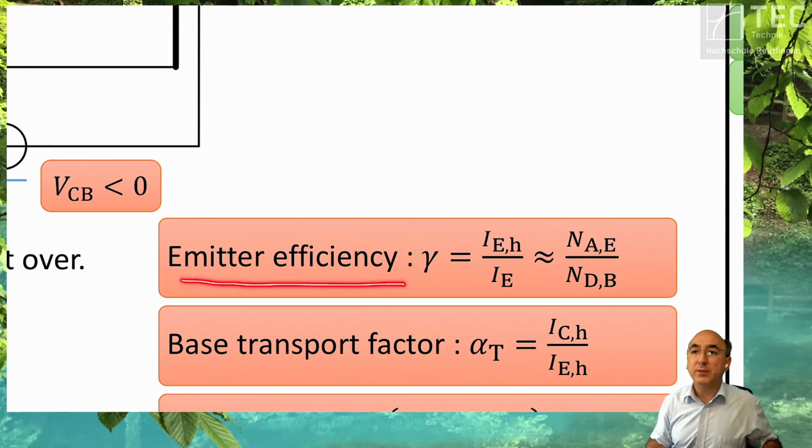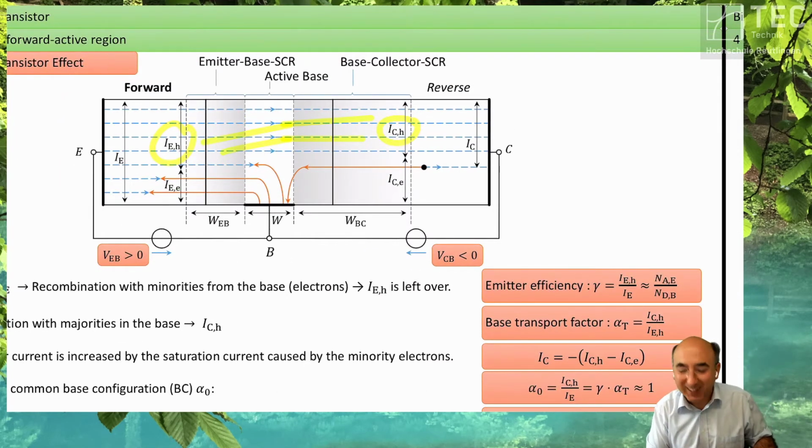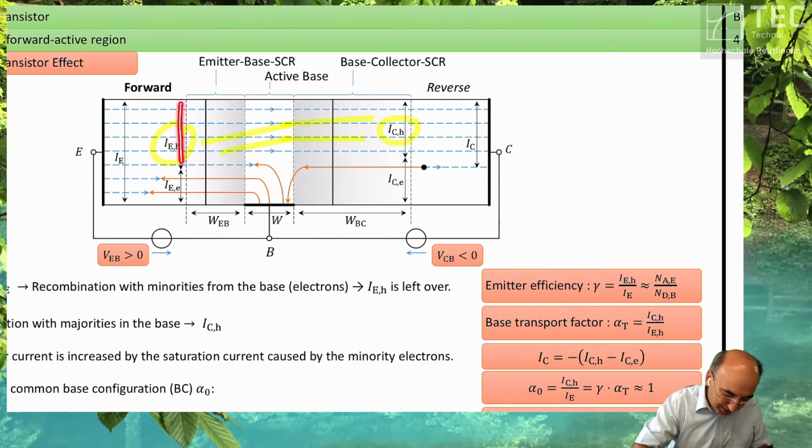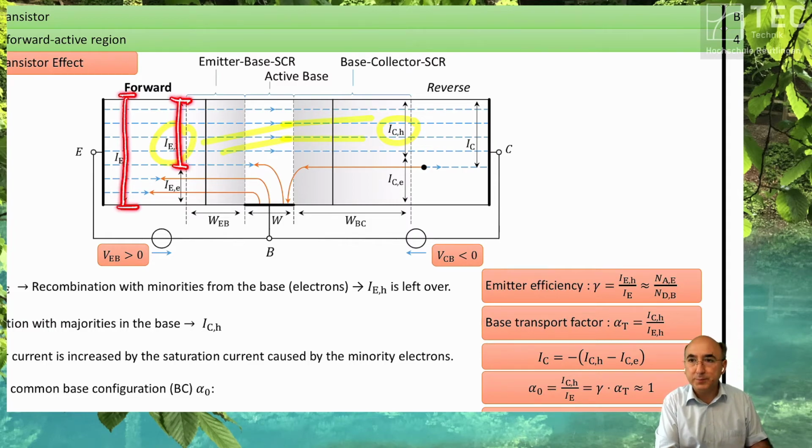What is an emitter efficiency? The efficiency of the emitter. Sorry. The emitter efficiency is how much whole current you get by pushing current into the emitter. So this relation of these currents is the efficiency of the emitter.